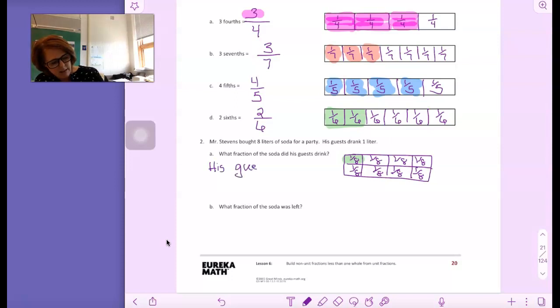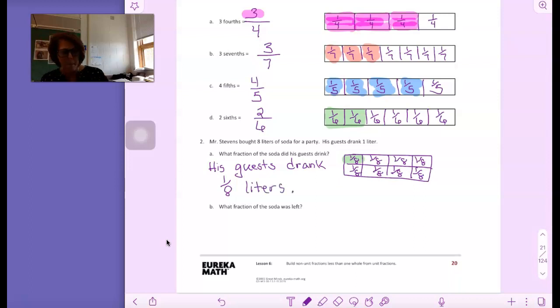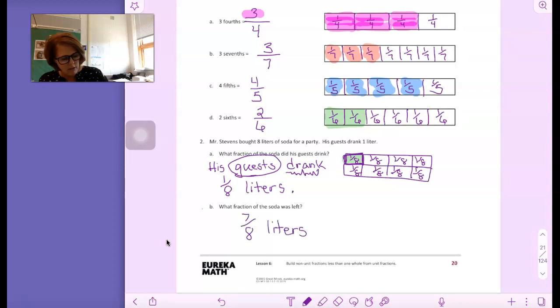His guests drank 1/8 liters. And if we want to do a little grammar, we can circle our noun, squiggly line the verb. Letter B says, what fraction of the soda was left? Well, if the guests drank this 1/8 liter, this 1 liter, he had 7/8 liters left.